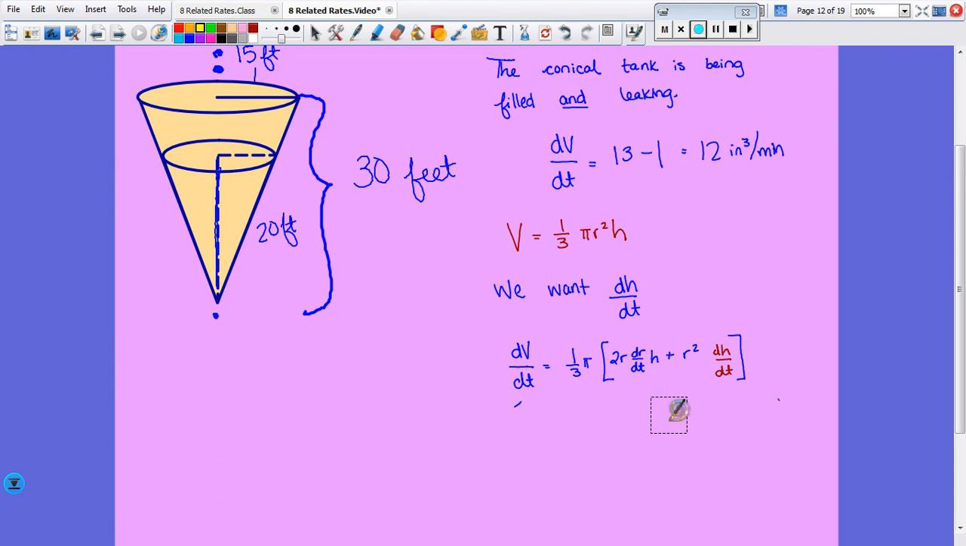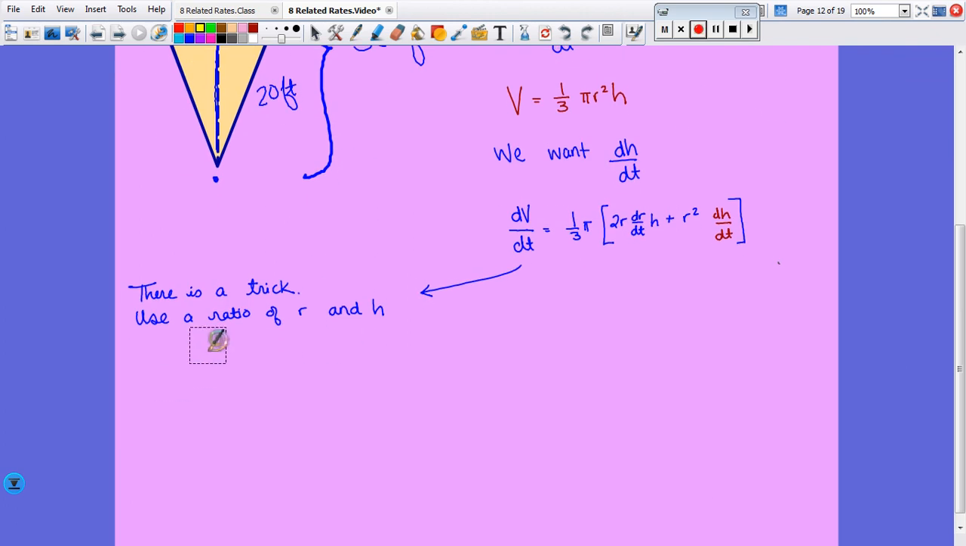So when you only want something about dH/dt and you're not given dr/dt, we use a strategy of looking at the ratio of the radius and the height. So the ratio is just going to be 30 over 15 equals h over r. However you want to set the ratio up, that's fine. Just make sure that your height number corresponds to your height variable and your radius number corresponds to your radius variable. We want to get it so that we can replace r in all of these equations. So we're going to cross multiply and get r equals 1/2 h.